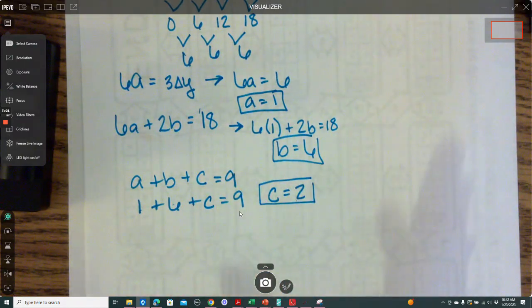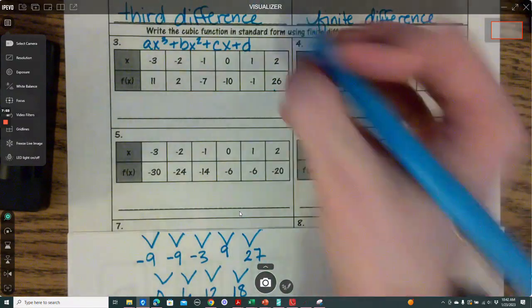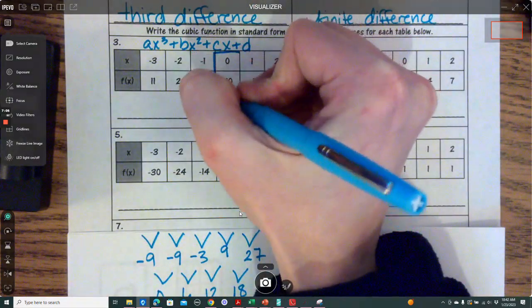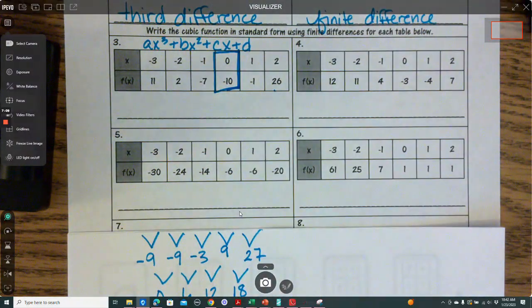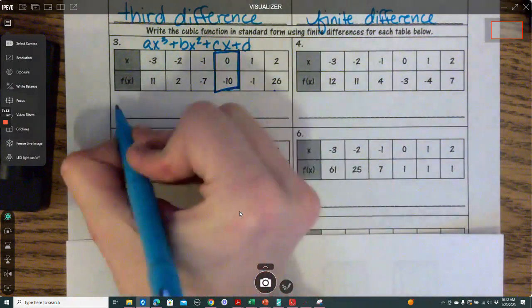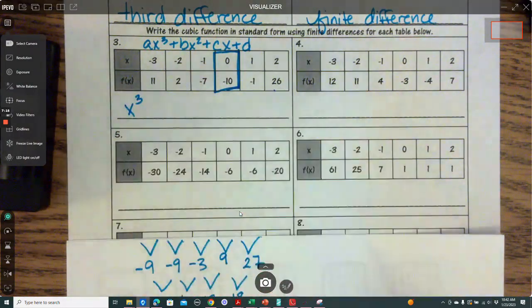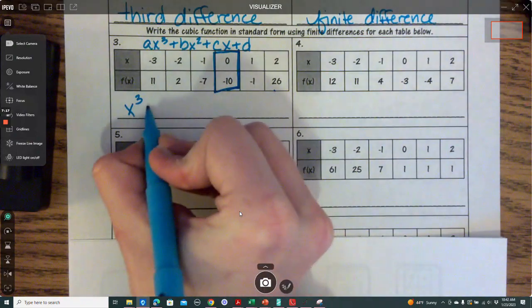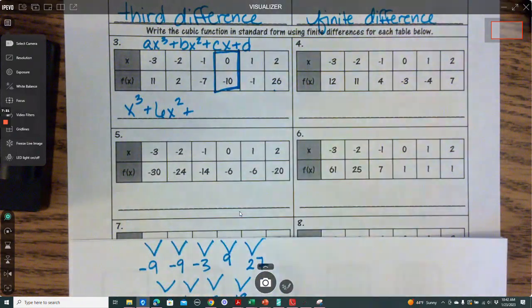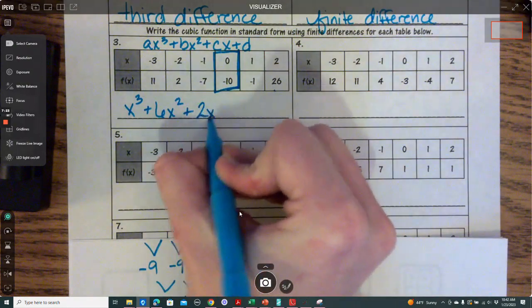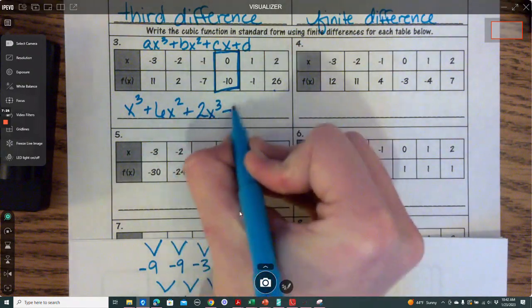D's the easy one. Find where X is 0 and that's your D value. And then you put your pieces in. So A was a 1, so we just do X cubed. B was a 6, so plus 6X squared. C is a 2, so plus 2X. And then D is a negative 10.